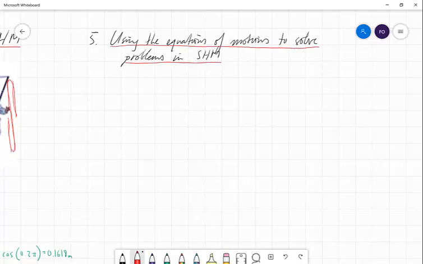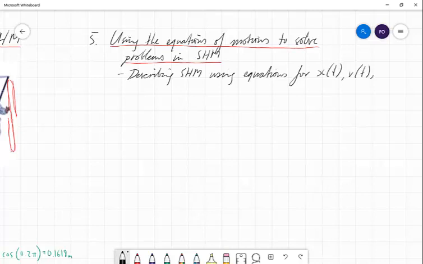Okay, and what we're going to go through is first describing SHM using the equations for x as a function of time, v as a function of time, and a as a function of time, and then we'll have a go at solving a couple of problems using these equations.